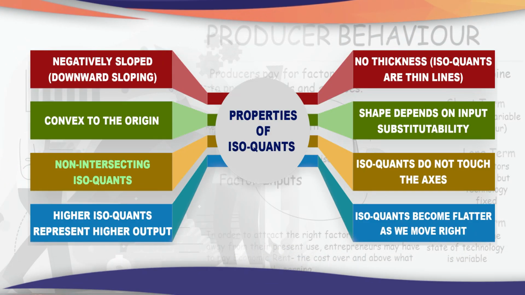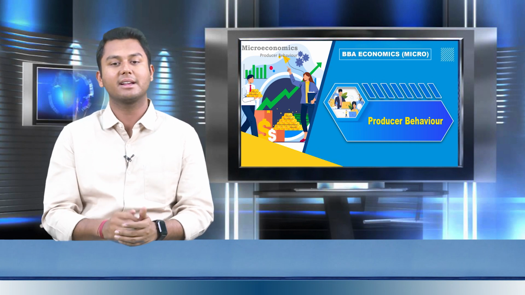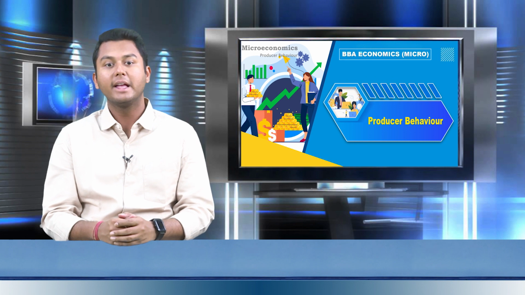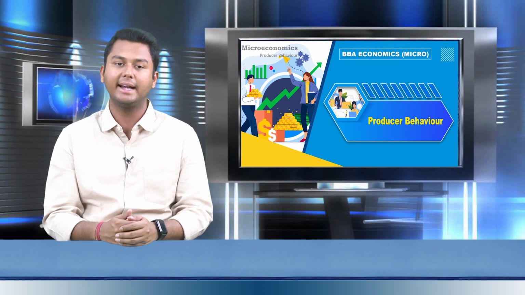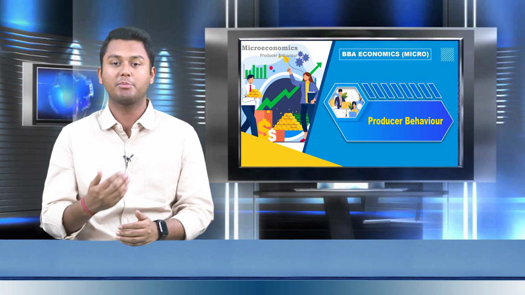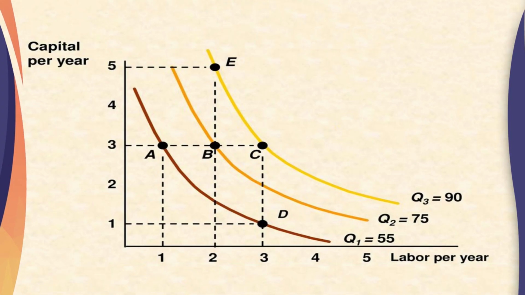The third property is non-intersecting isoquants. Two isoquants can never intersect because each represents a different level of output. If two isoquants were to cross, that is intersect, it would imply that the same input combination produces two different levels of output, which is logically impossible.